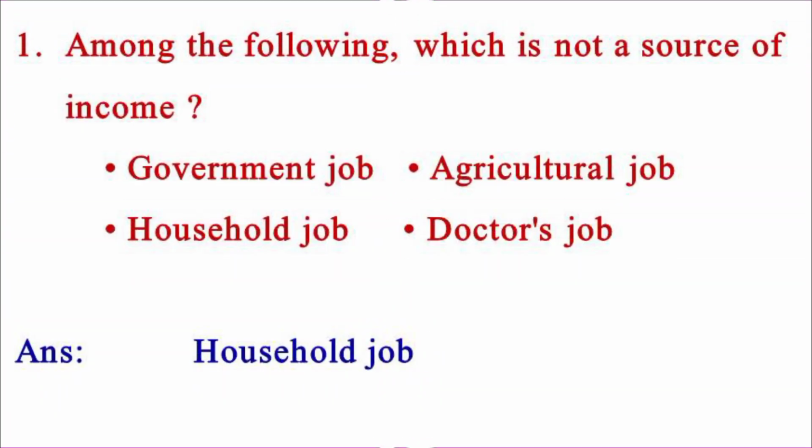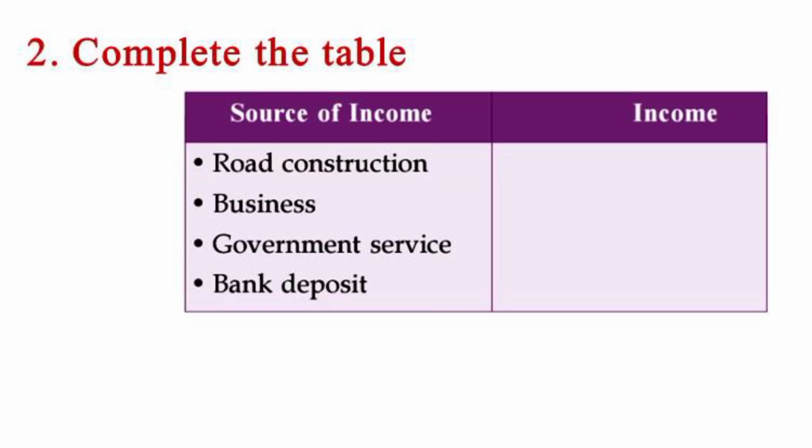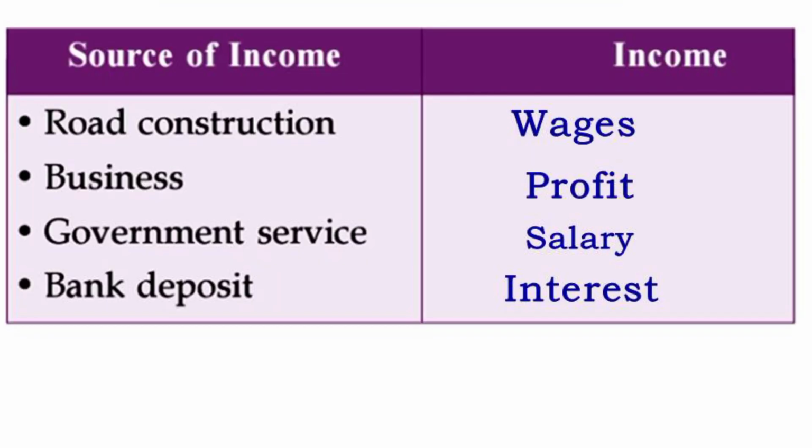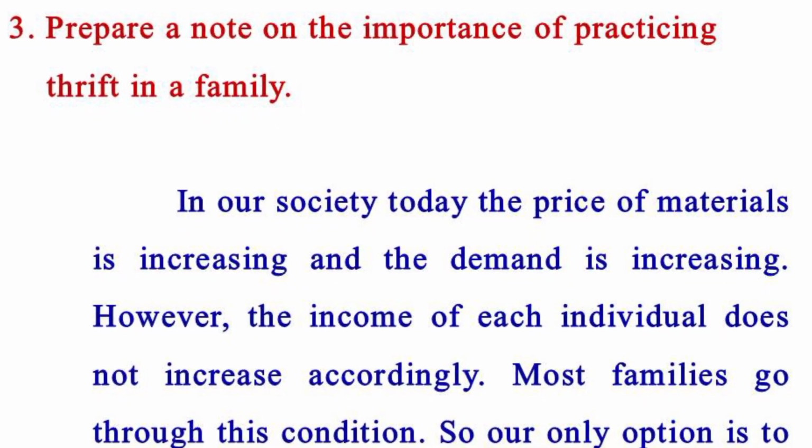1. Among the following, which is not a source of income: government job, agricultural job, household job, doctor's job? Answer: household job. 2. Complete the table. Answer: 3. Prepare a note on the importance of practicing thrift in a family.